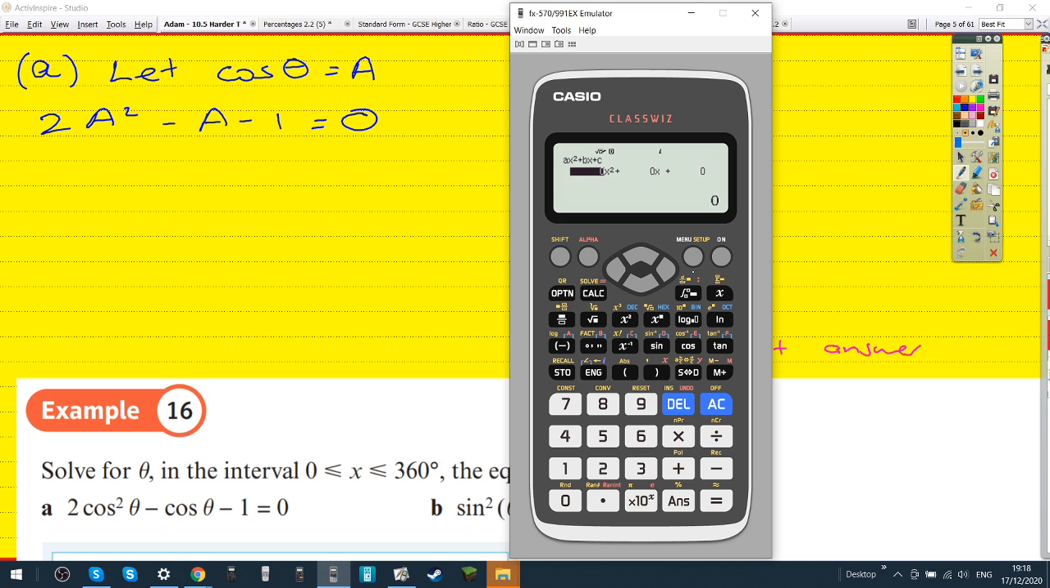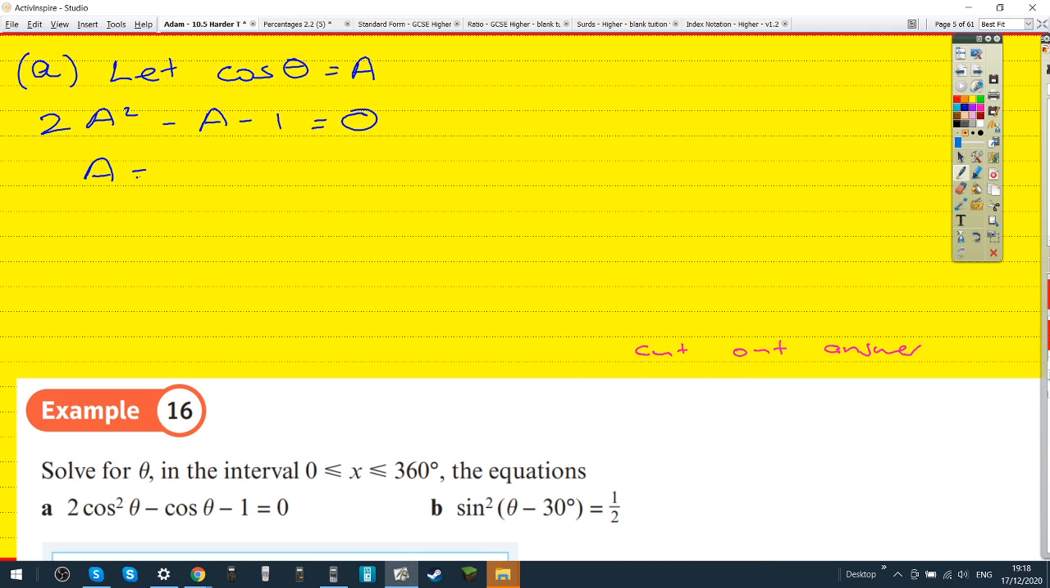Oh, it's quadratic, isn't it? Yep. So would A be 1? Could you just use it as 1? I got x1 is 1, x2 is -1/2. Okay, so a equals 1 or a equals -1/2.